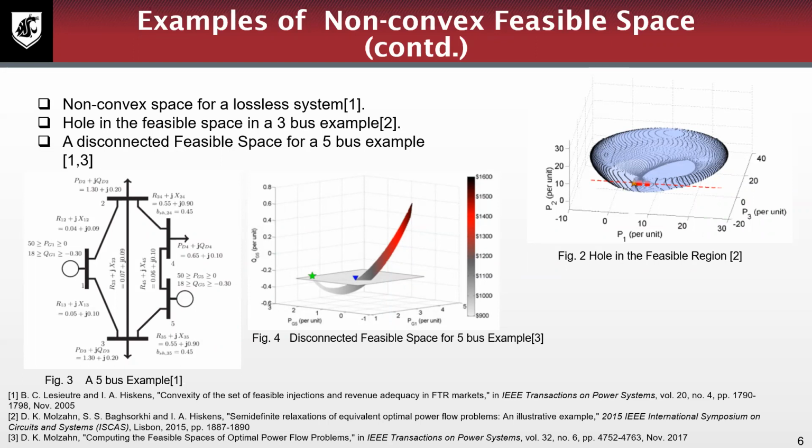And if the feasible space is also disconnected, then it's the same thing: you'll have many local optima for the problem. And what it will result in is that the solution that you get is not the global optimum solution of the problem.